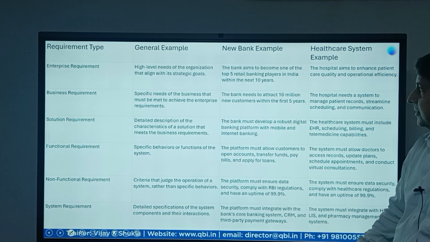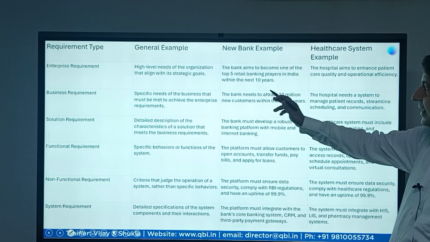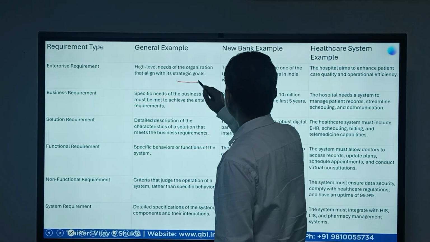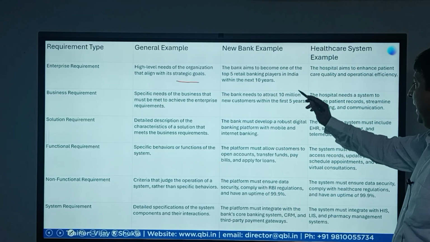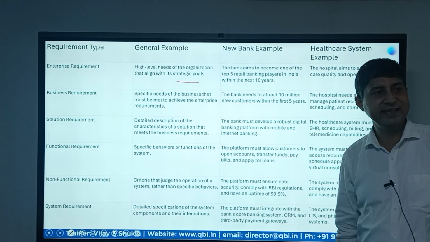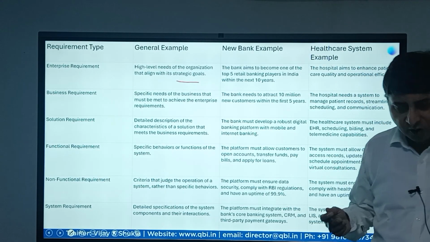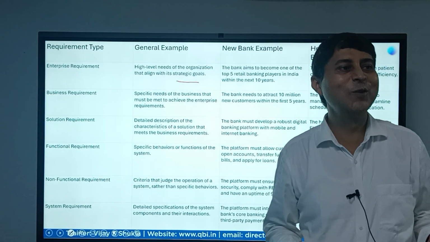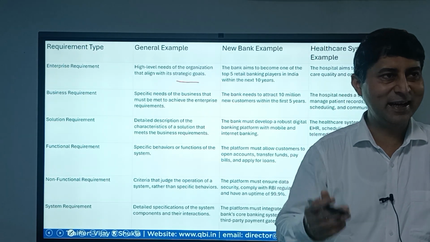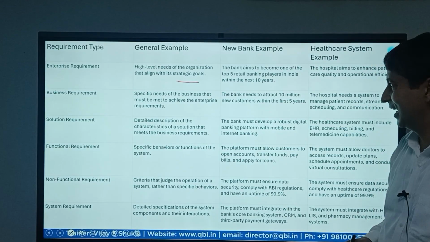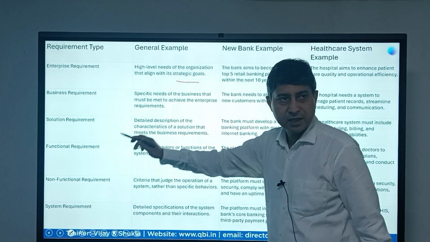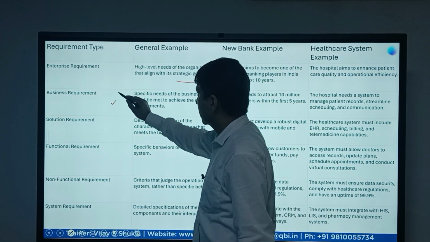So to repeat, enterprise requirements are high-level needs of the organization that align with the strategic goals. So the bank aims to become one of the top 5 retail banking players in India within the next 10 years. Let's say some bank has got a new banking license. New banks come up sometimes. Not every day, but at least one bank a year or one bank in 2 years, depending upon the RBI policy. So specific needs of that business. So business requirement for that will be specific needs.